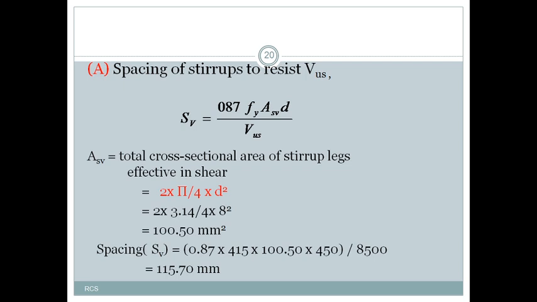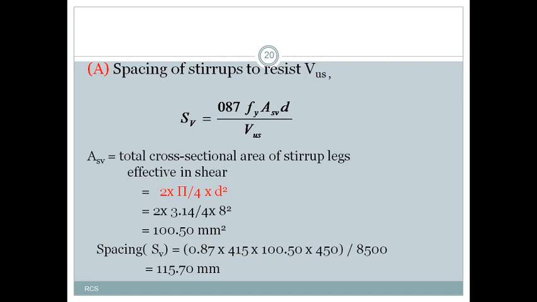According to criteria A, spacing should be calculated by using the formula SV is equal to 0.87 Fy ASV D by VUS. Then how to calculate this ASV?